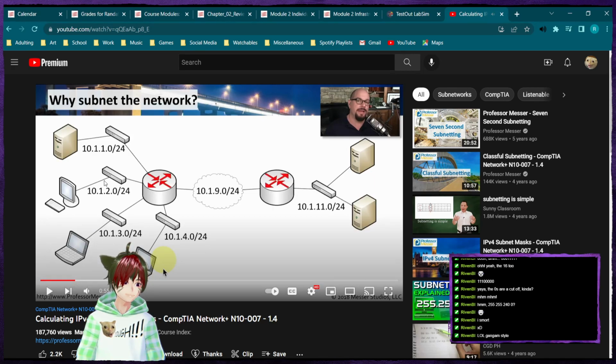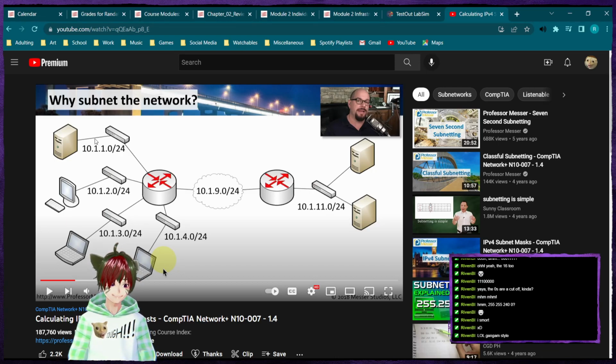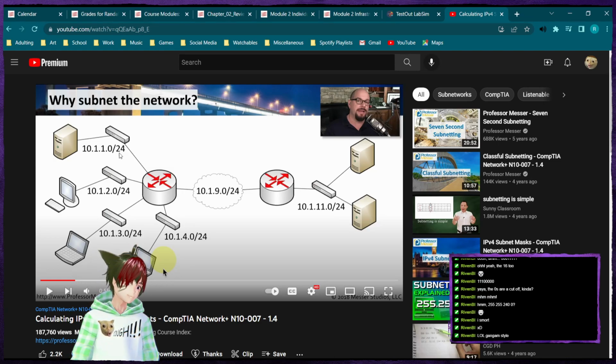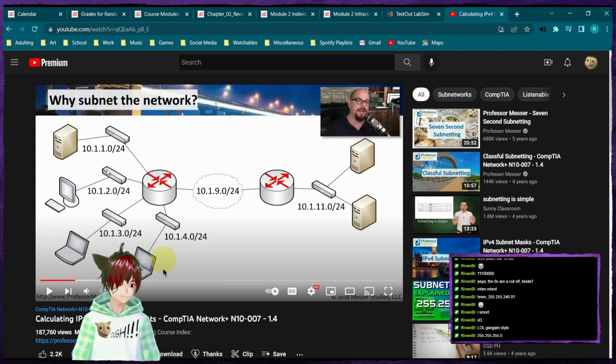So, going back to what I said about CIDR notation, so what network is this on? And these all have /24s. Yep. So, now that you figured out the subnet mask, what network is this on?